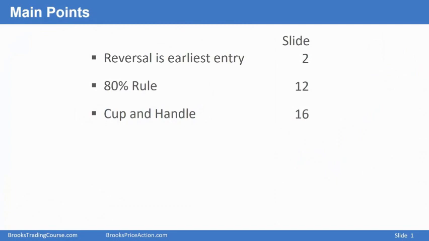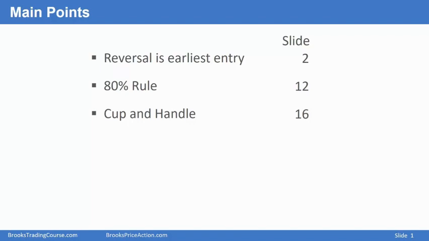A reversal is the earliest entry into a trend. The risk is smaller because you're buying either at the bottom of a bull or selling at the top of a bear, but the probability is low, at least initially. My 80% rule: 80% of the time, if you're trying to break out of a trading range, the breakout is going to fail. I also want to describe a pattern that you'll sometimes hear referenced, a cup and handle pattern.